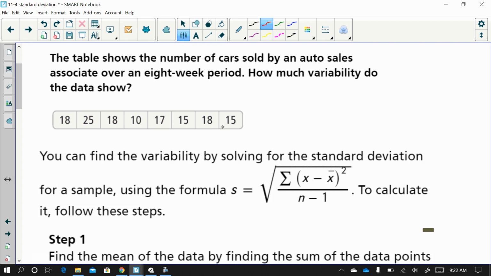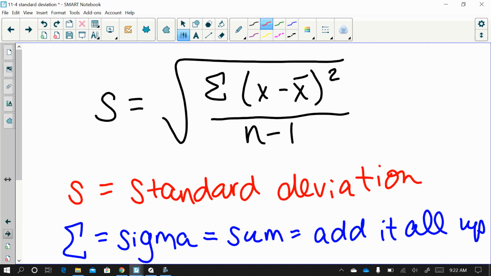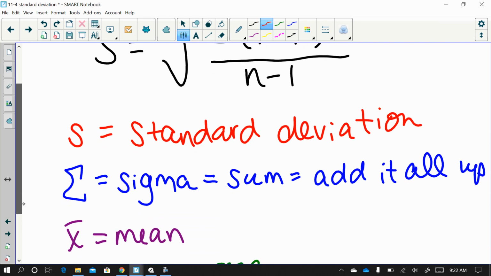So we're going to find the variability by solving for the standard deviation for a sample using the formula S equals the square root of the summation of x minus x bar squared divided by n minus 1. That formula looks worse than what it actually is. Let me show you the next slide. S is your standard deviation.